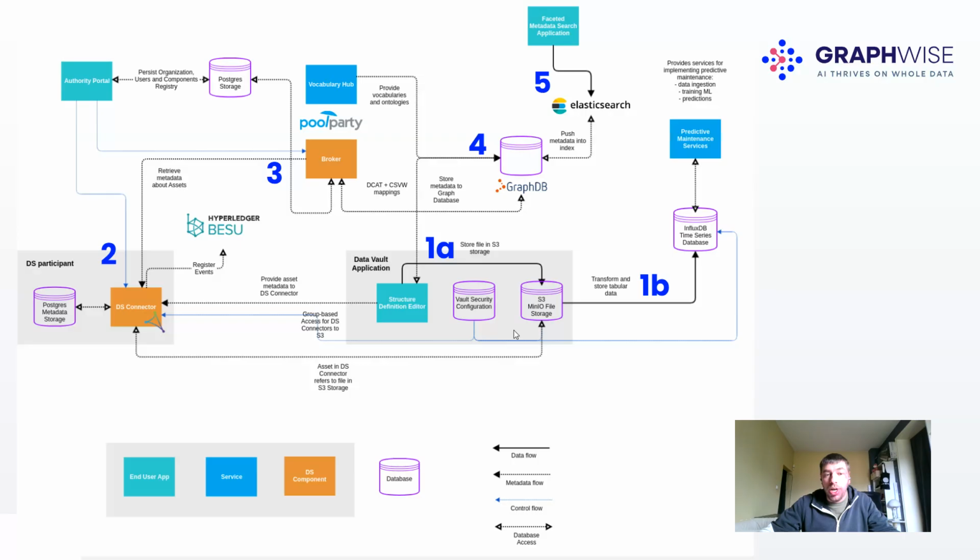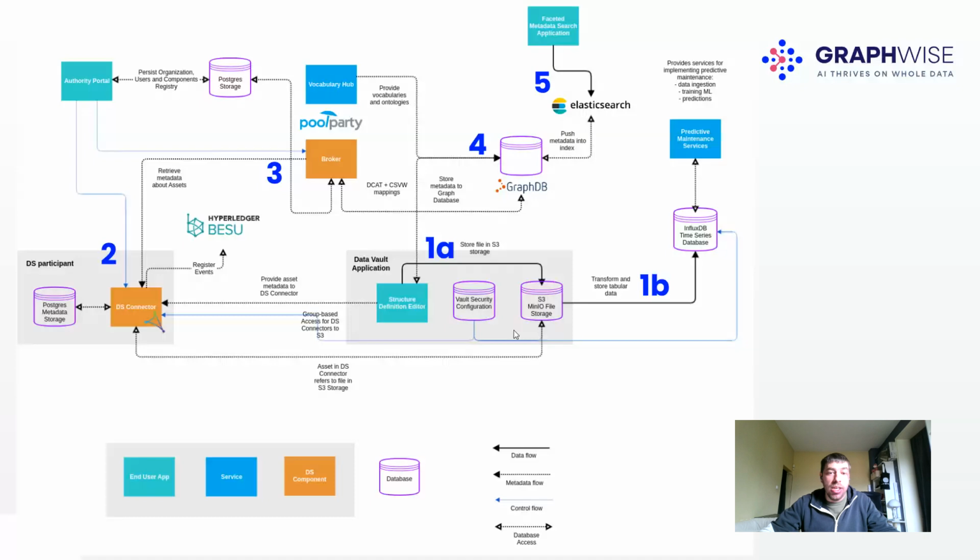The information about the assets of a particular participant is connected by the broker, which is the service at point 3. It collects all the different assets of all the participants and makes them available for search. And this search is richer than in standard data spaces because we have a much more detailed description of the assets, which is stored in GraphDB. And then finally, we have Elasticsearch, which enables us to make all of this metadata available and filterable by other participants who want to discover what assets are available.